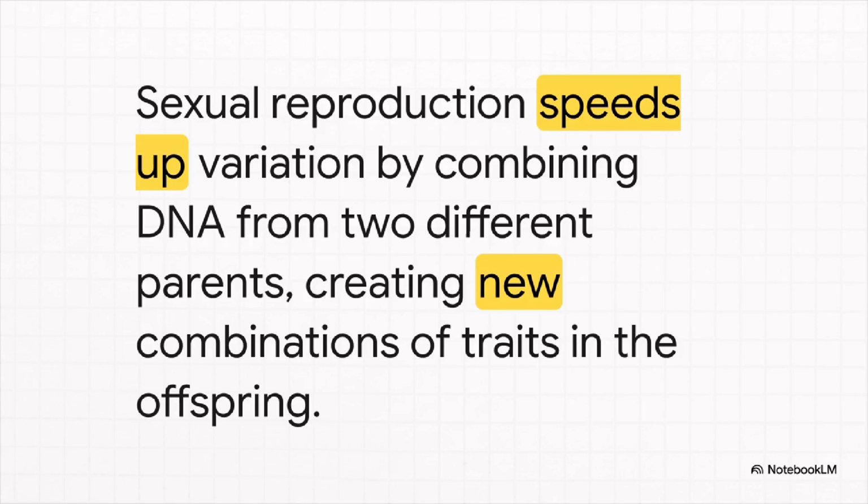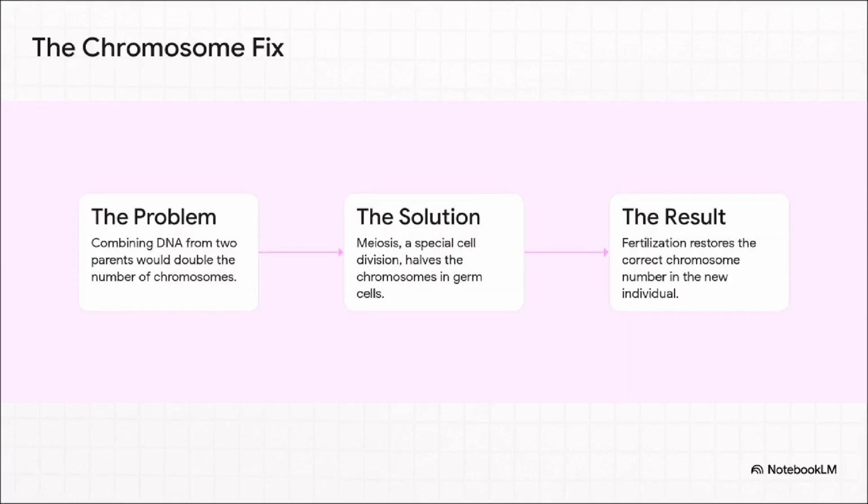It's an explosion of diversity that gives a species a much, much better shot at adapting to whatever the future throws at it. But wait a second, this creates a huge math problem, right? If mom gives all her DNA and dad gives all his DNA, the kid would have double the chromosomes it needs. That would be a total disaster.